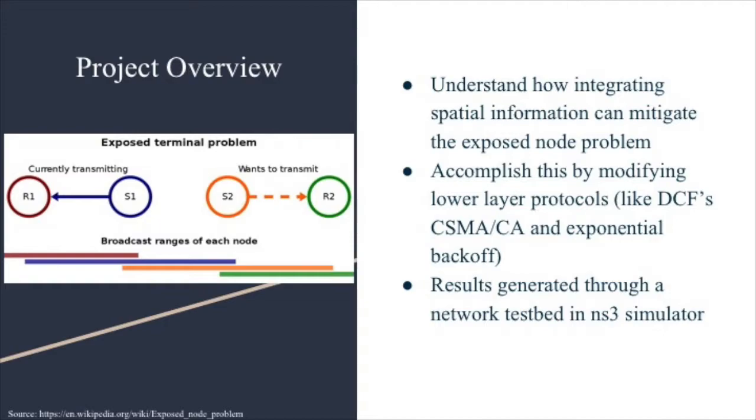Generally speaking though, R1 and R2 are out of range of S2 and S1 respectively, and so they could, in theory, transmit at the same time without any collisions. So to attempt to mitigate these problems, we wish to modify various lower layer protocols such as DCF's implementation of CSMA-CA and the exponential backoff, and then generate results through some sort of network simulator or physical network.